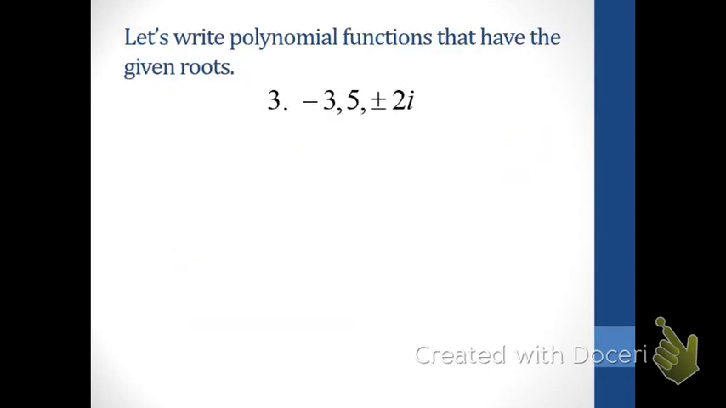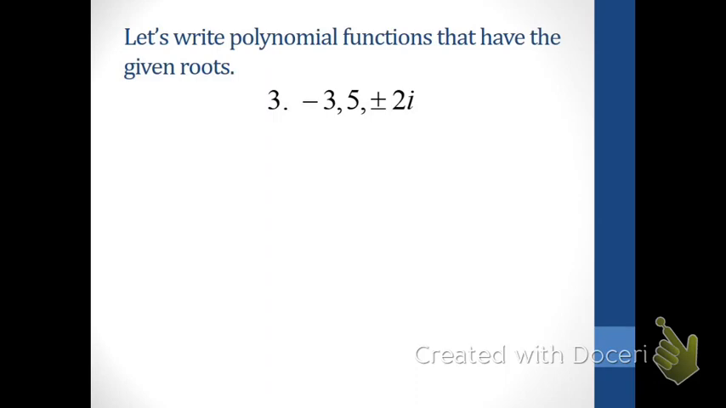Okay, so now let's write polynomial functions that have these given roots. There are 1, 2, 3, 4 answers, meaning our final answer is going to have an x to the 4th in it. Okay? All imaginary numbers come in pairs. If you see a 2i, then you know a negative 2i is also an answer. Okay? Sometimes they're not written as plus or minus. Sometimes it just says 2i, and you need to be smart enough to know that negative 2i is also an answer because all imaginary and complex numbers come in pairs.